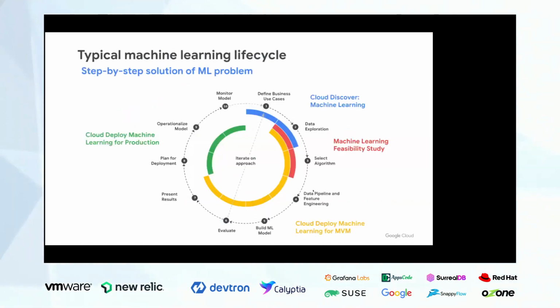So quickly moving on, this is a typical machine learning life cycle. I'll quickly go through this. You start off by defining your business case. You do a lot of data exploration. You run some experiments and select an algorithm. Once you're satisfied, you build a data pipeline. You do a bit of feature engineering. Then you build an ML model.